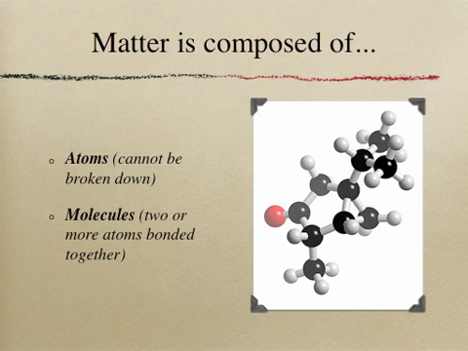Matter is composed of atoms, which are particles that can't be broken down into simpler substances through chemical means, and molecules, which are substances that are composed of 2 or more atoms that are bonded together.